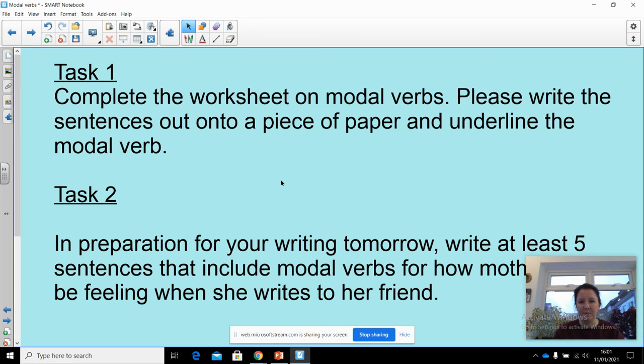Remember, you're working on a piece of paper and you're uploading it onto Showbie when you can. And task two, at least five sentences that include modal verbs.